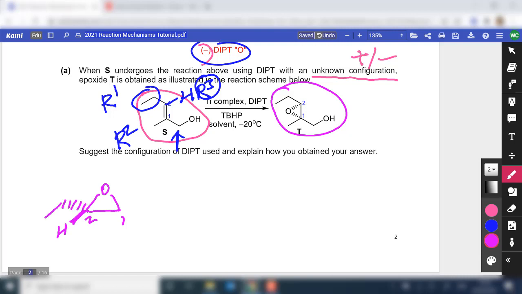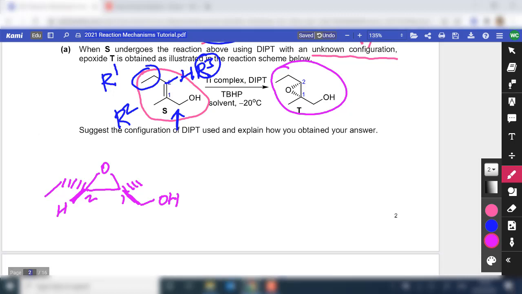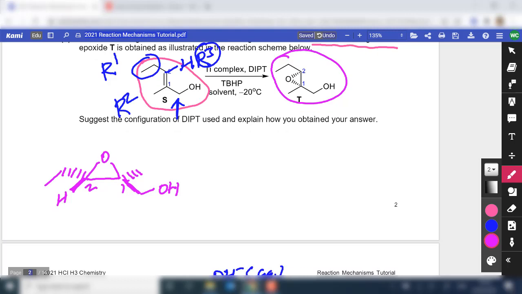And then for C1, the methyl group is projecting away from you, and then your CH2OH group is projecting towards you. Now, did you realize that by drawing it this way, it's kind of similar to the cyclic bromonium cation, which you have gone through for activity 5? And this actually allows you to track the stereochemistry relatively more easily.